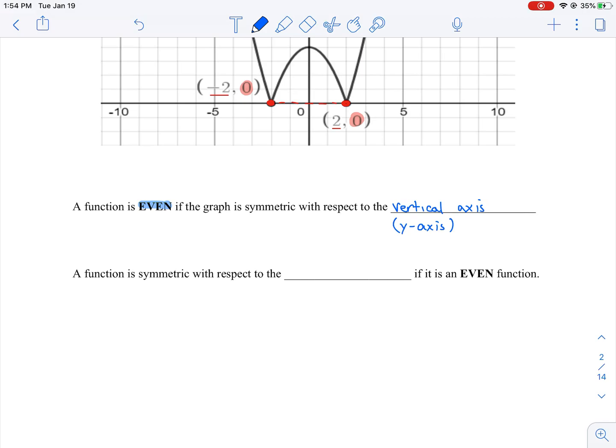We can also conclude that a function is symmetric with respect to the vertical axis, or the y-axis, if it is an even function. And we are done.